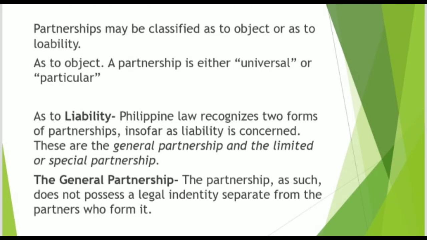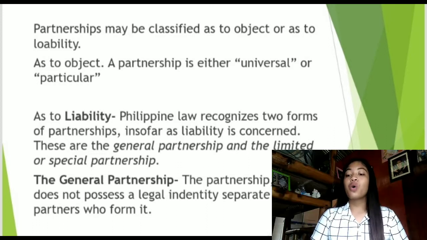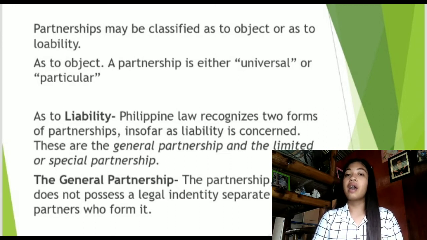Partnerships may be classified as to object or as to liability. As to object, a partnership is either universal or particular. A universal partnership of property is one where the partners contribute all their property into a common fund with the intention of dividing it, as well as its profits among themselves. Profits comprise all that the partners may acquire through their industry or efforts.